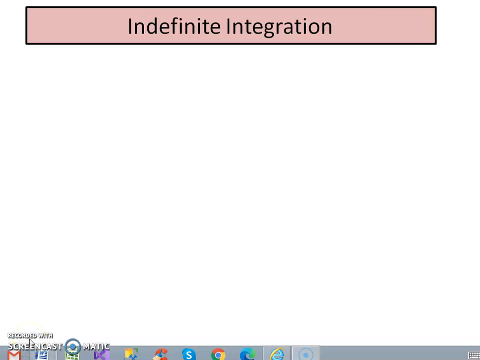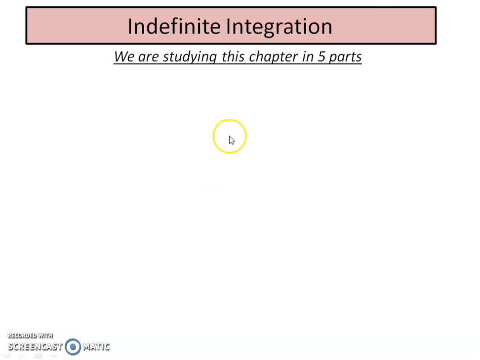Hello bachcho, we are now going to start our study on a very important, a very large chapter, indefinite integration. Abhi bachcho, this video is the first of the series and we are going to study the chapter of integration in 5 different parts, and in each part there will be a few videos.